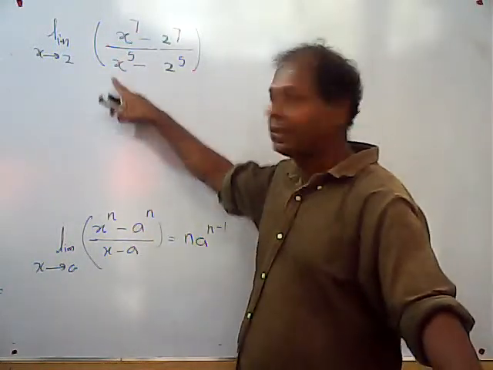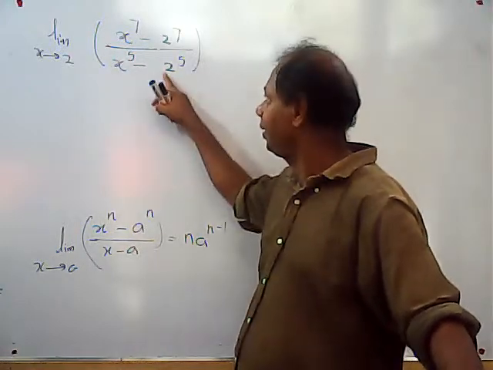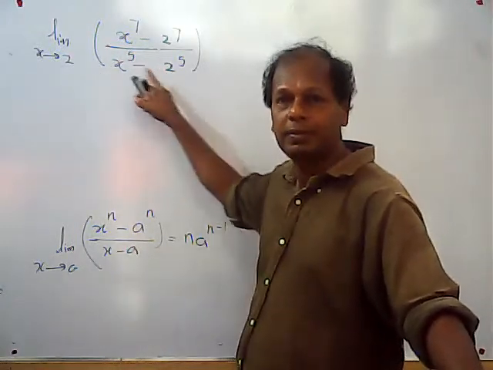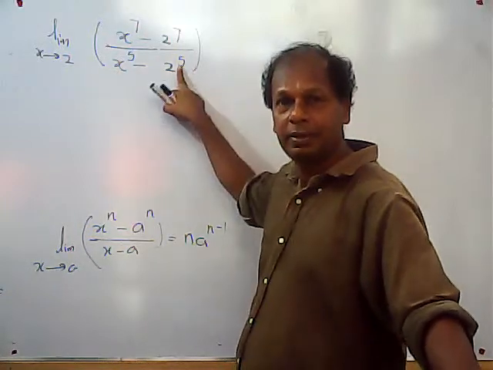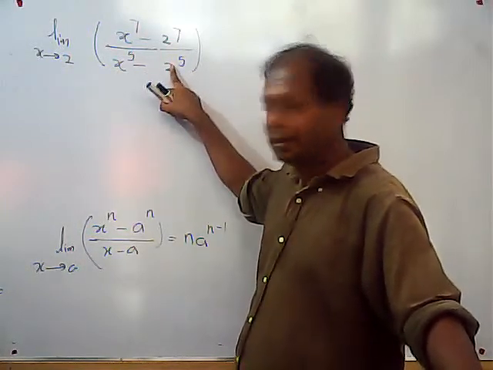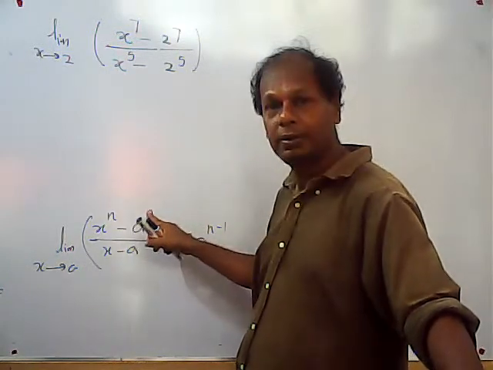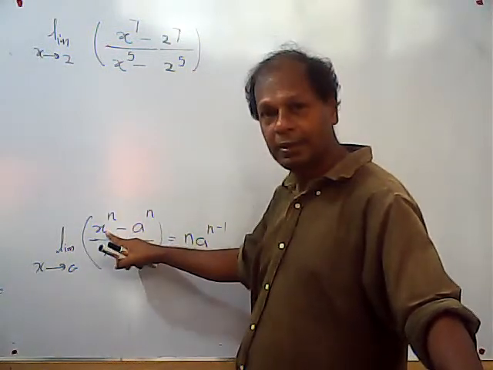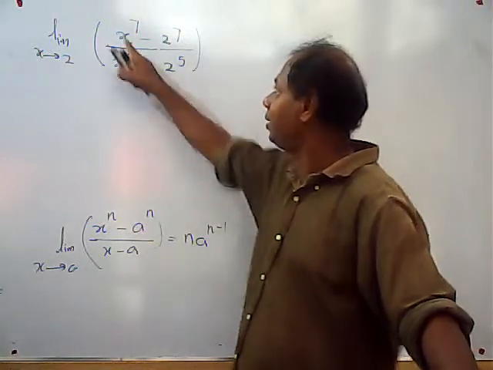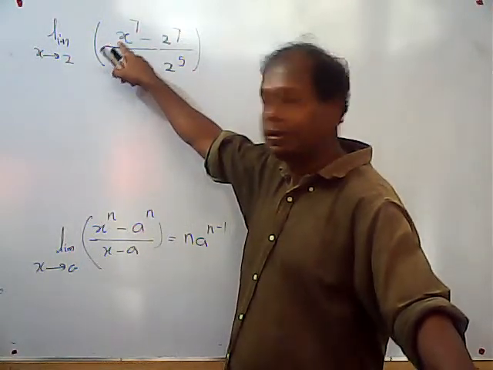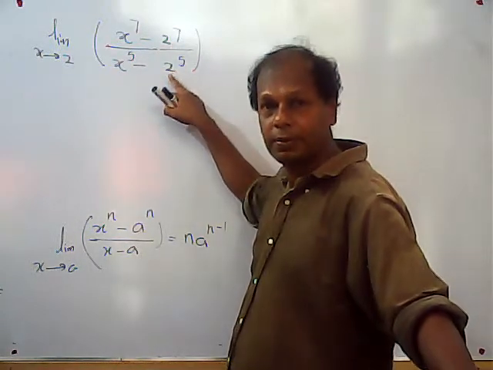So you can take this as x. If you take this as x and this as a, it looks like x minus a we already have in the denominator. This is your x, this is a. X minus a is there. But the numerator should be written in the form x to the power n minus a to the power n. So that means this has to be written as some power of this.